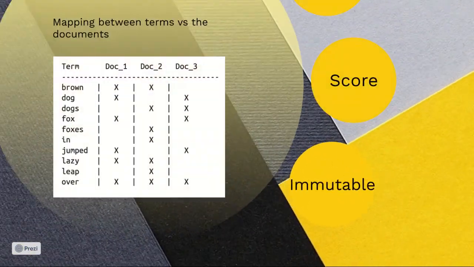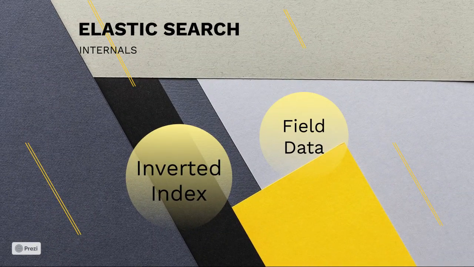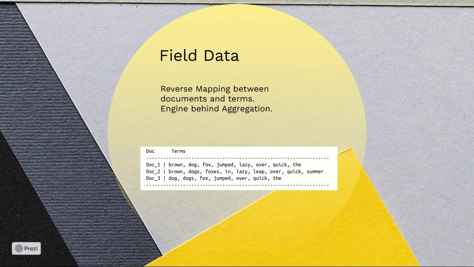But there is one more data structure without which Elasticsearch couldn't have worked: field data. What if we want to know which terms are present in which documents? Via inverted index, it would be very time consuming, right? So that's why reverse mapping is also kept, called field data. This is again kept in memory. Again, will that be scalable? So Elasticsearch keeps it in disk as well as doc values.